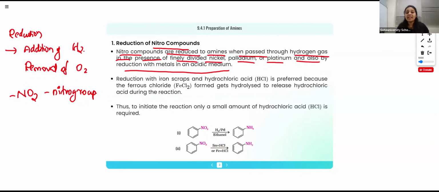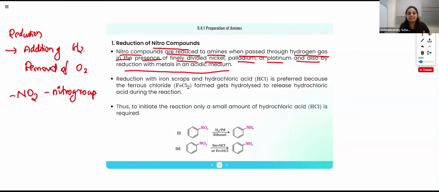So what is the reducing agent used here? That is very, very important. The reducing agent we are using here can be platinum, palladium and nickel. Any of these metals we can use. Nitro compounds are reduced to amines when passed through hydrogen gas in presence of finely divided nickel or platinum. They are the catalyst, right? Because these transition metals normally act as catalysts. They can also be produced by reduction with metals in acidic media.